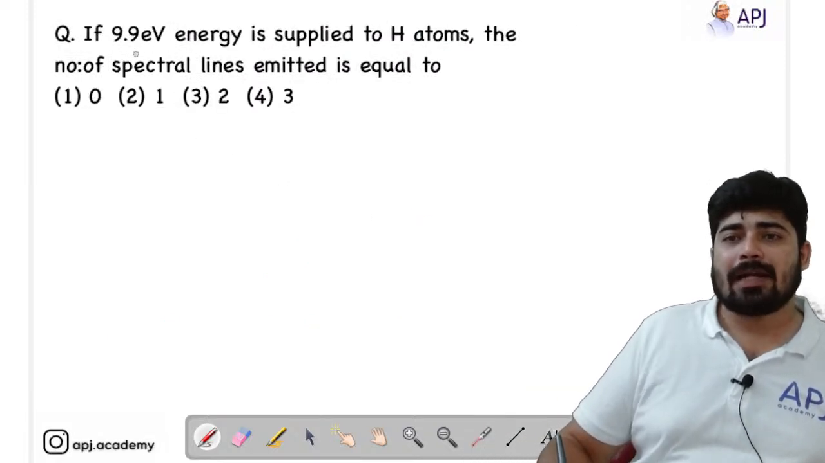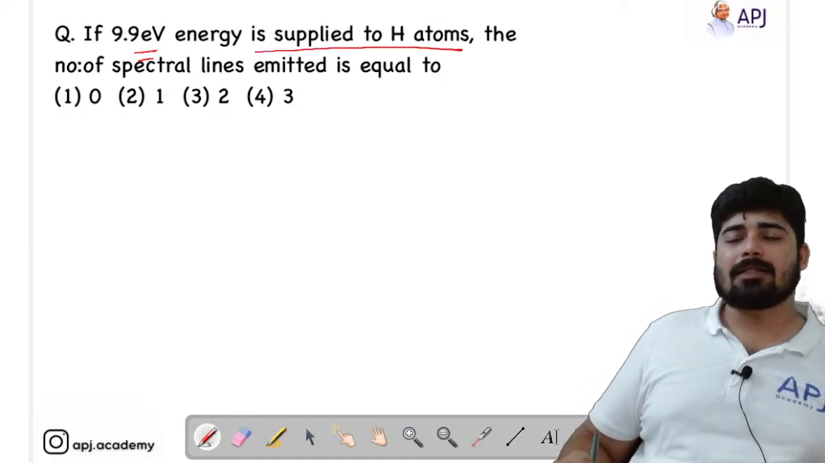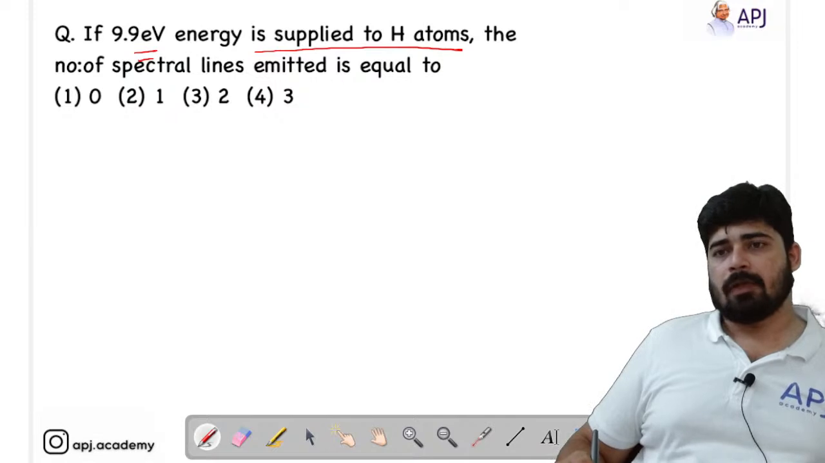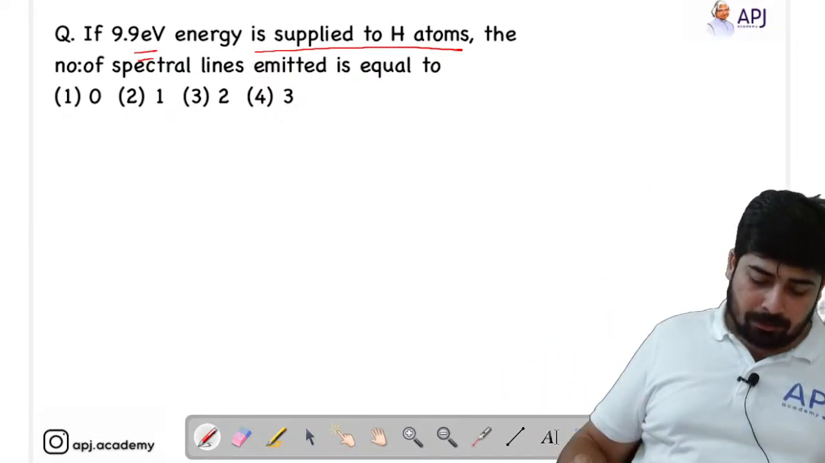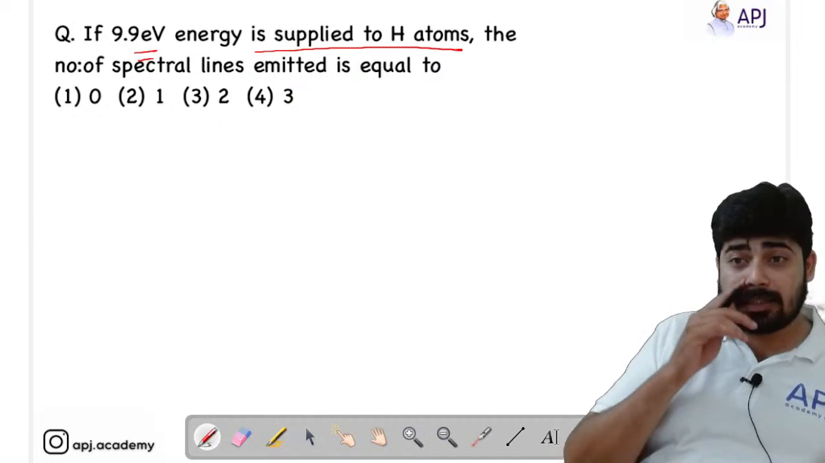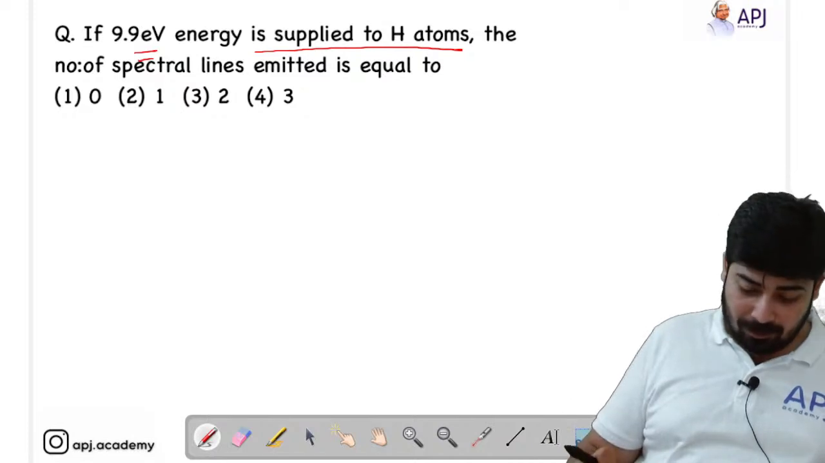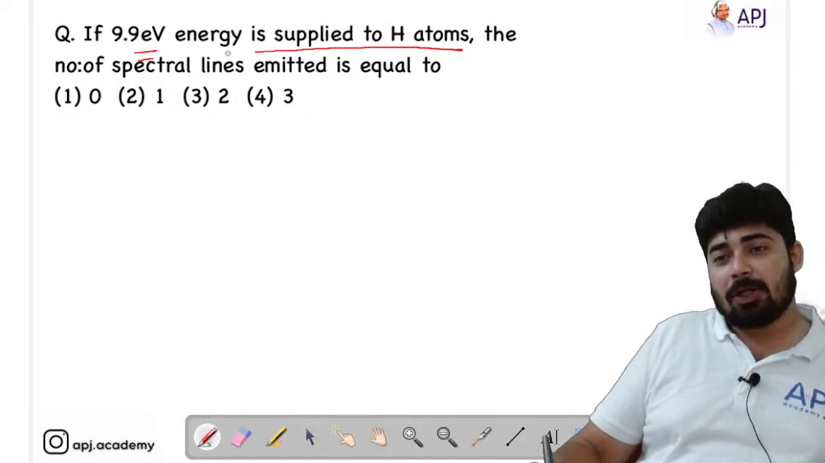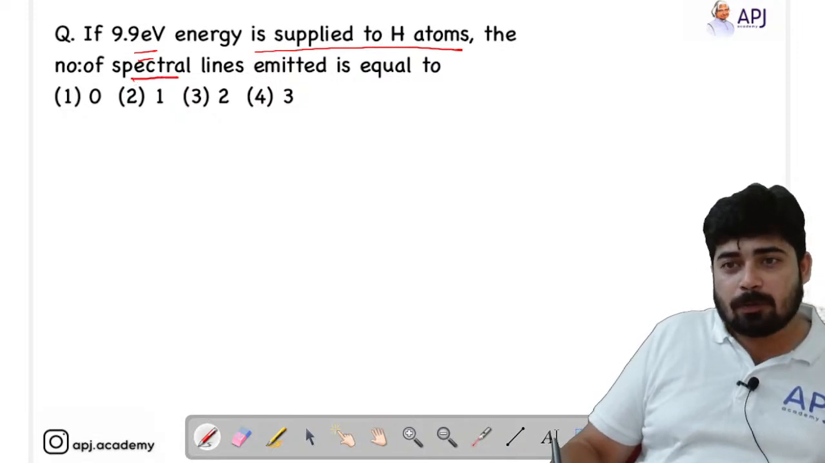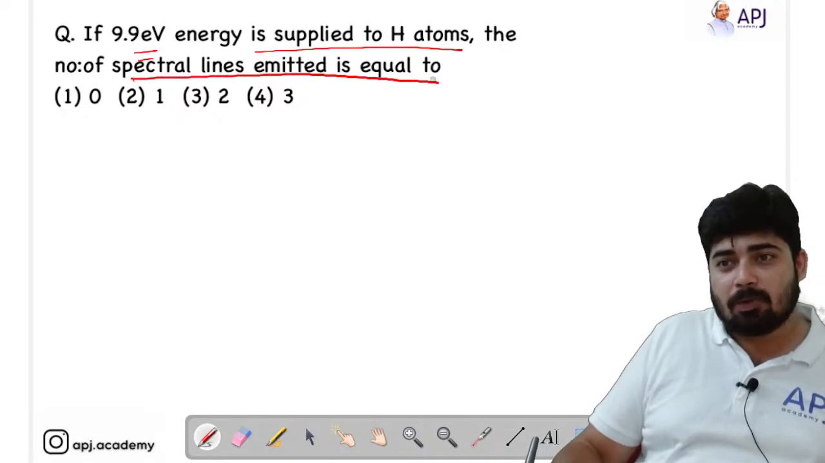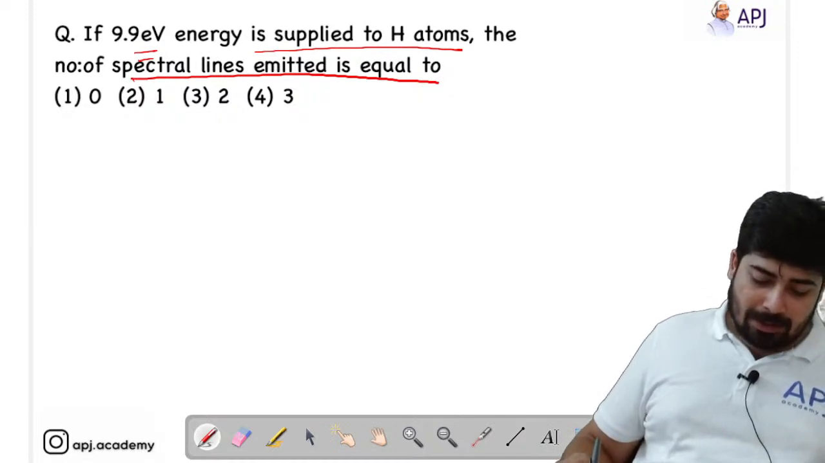If 9.9 electron volt energy is supplied to hydrogen atom, see Hadia, this is a previous year question. If you know the concept, you can easily answer this. Okay, let's see this question, reading this question, just comment your answer. If 9.9 electron volt energy is supplied to hydrogen atoms, the number of spectral lines emitted is equal to.